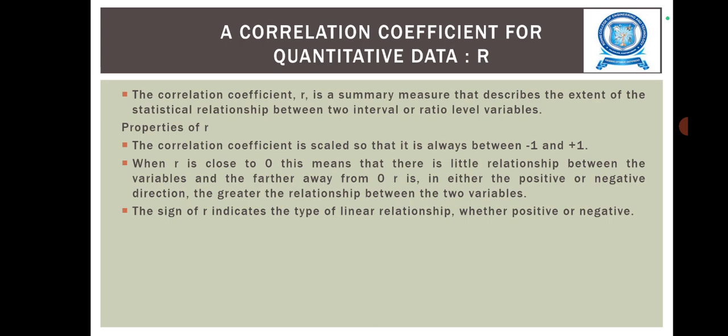The sign of r indicates the type of linear relationship, whether positive or negative. The numerical value of r, without regard to sign, indicates the strength of the linear relationship. A number with a plus sign indicates a positive relationship and a number with a minus sign indicates a negative relationship.